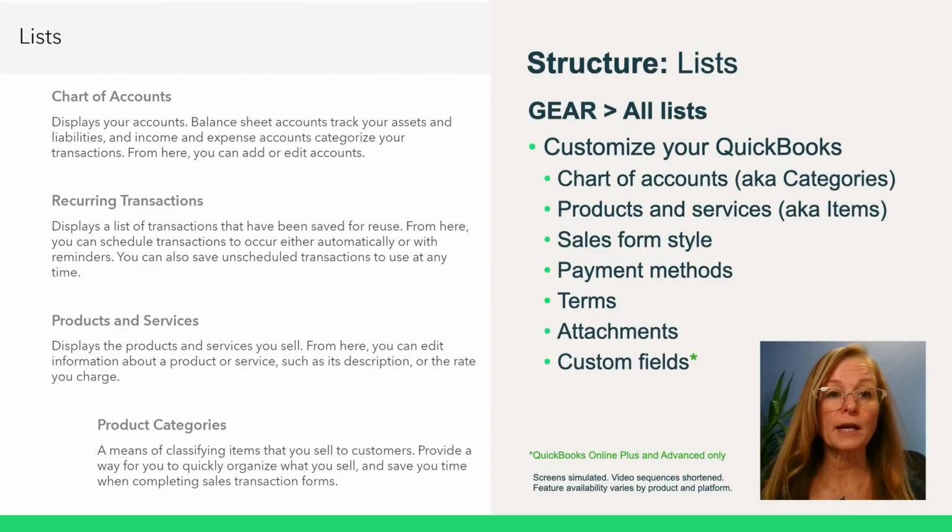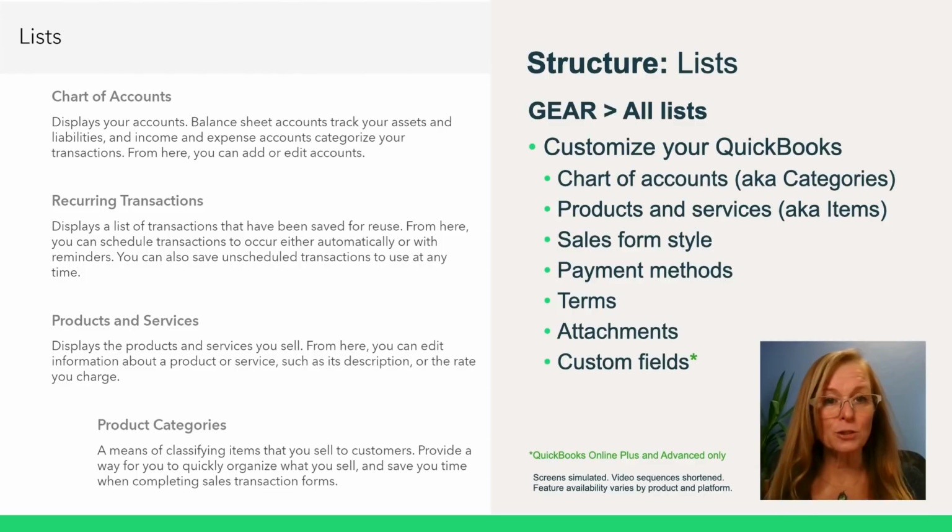The next structural area is lists, and there are many lists in QuickBooks Online, and they are also in the gear. So things you want to take a peek at are your chart of accounts. You might see chart of accounts called a category in other areas of QuickBooks Online. Accountants love the word chart of accounts, and they edit accounts on the chart of accounts. That's accounting talk. But for a business owner or somebody else, it might be a category or a bucket you're going to put an expense into.